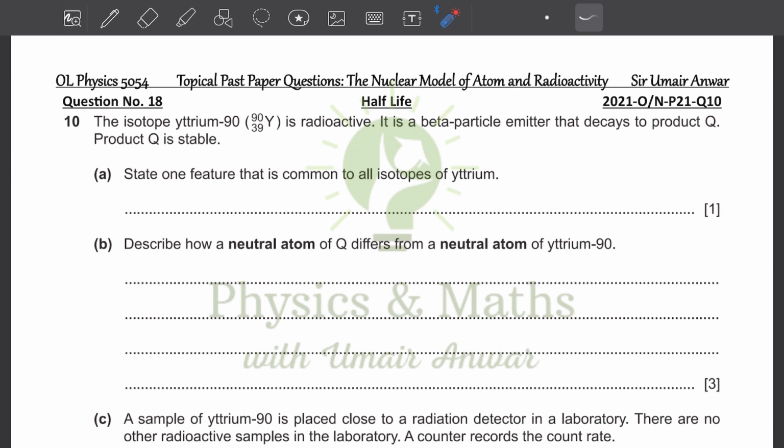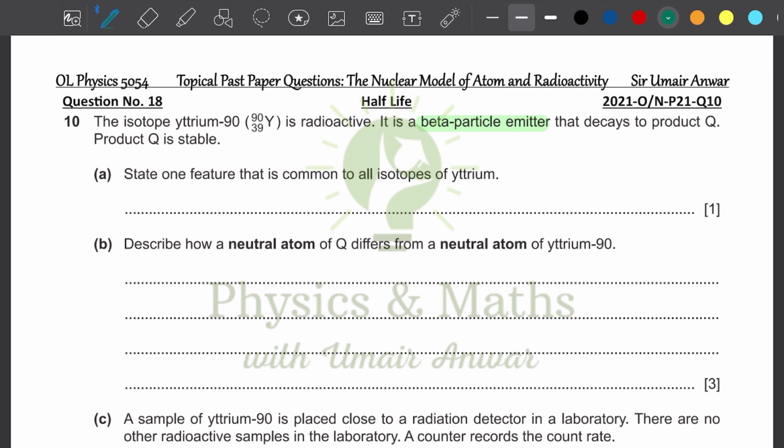Welcome to this tutorial. I'm solving question number 10 of paper 2-1 October-November exam series of 2021 in this tutorial. The topic of this question is half-life. The question says the isotope yttrium-90 is radioactive. It is a beta particle emitter. So it is a very important information about the radioactive substance that decays to product Q. The product Q is stable.